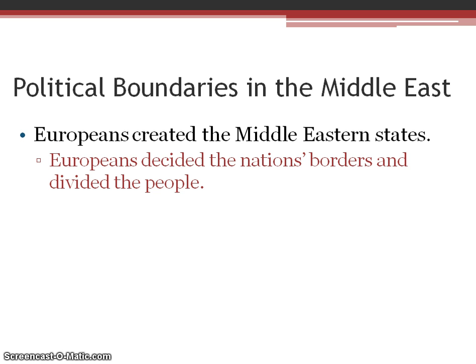Now, the way that the political boundaries were determined in the Middle East is very similar to how they were determined in the Berlin Conference in Africa. What we see is that the European powers actually made agreements that determined how the borders would be drawn in the Middle East. And like we saw previously in our Berlin Conference simulation, they did this without taking into consideration the religious groups, the ethnic groups, and the tension that could cause. Instead, they were focused on how they could get access to the most resources.